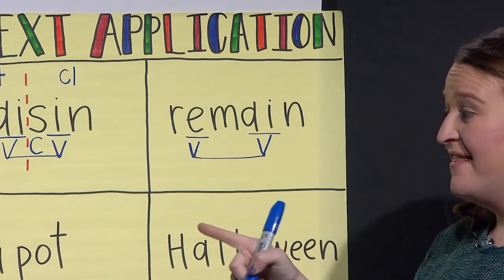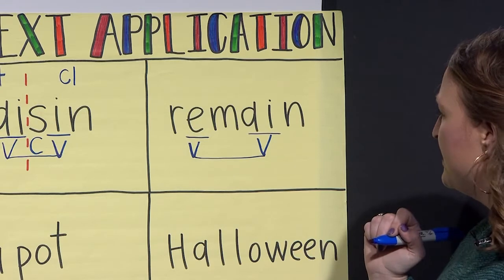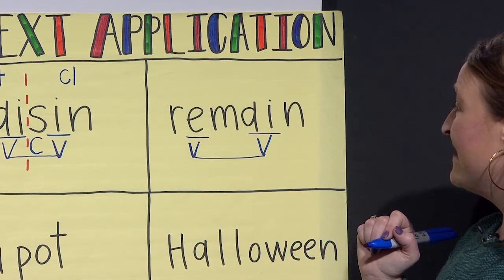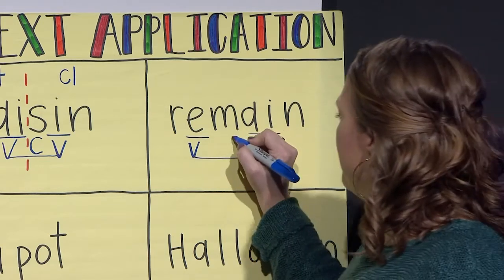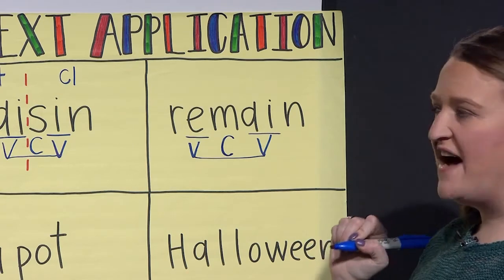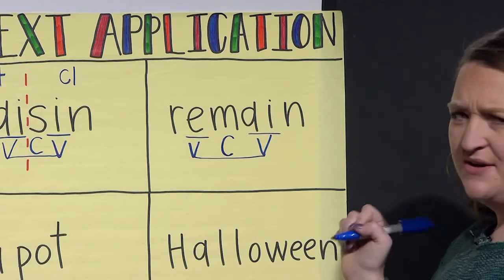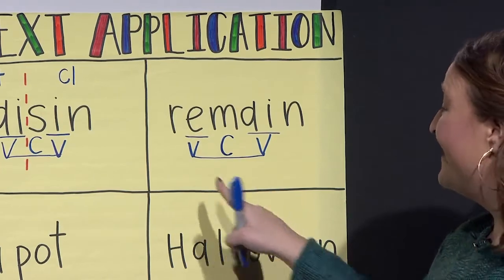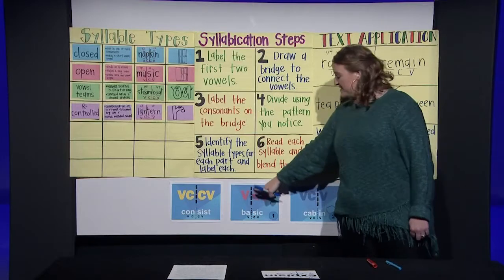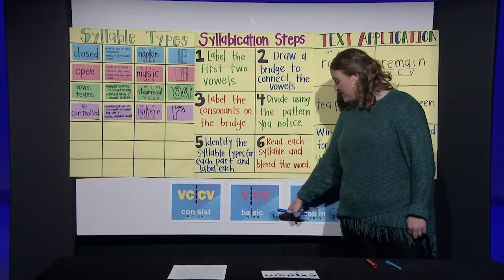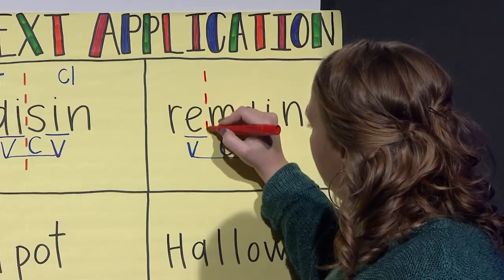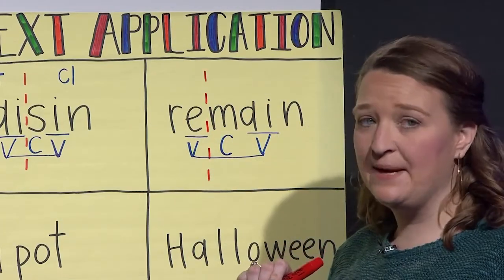Step three, label the consonants on the bridge. What consonants do you see? I only see consonant M, so I'm putting my C. We're ready to divide using the pattern we notice. What pattern do we have? VCV. We know with VCV, we divide before the consonant the first time to see if that works. So we're going to draw our dotted line before consonant M.